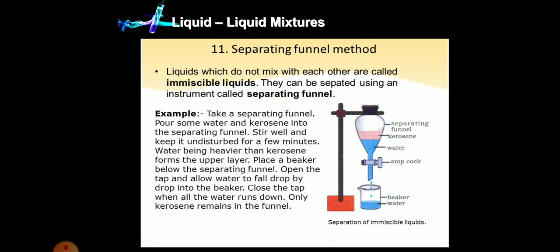Why? Whatever water has collected at the bottom needs to be separated and collected into a separate beaker. So this is how we can separate the water from kerosene and collect it into a beaker. When the water has been totally separated from the mixture, you just have to fix the stopcock and it will stop flowing, and the kerosene will remain in the separating funnel. So the separating funnel method is used for separating immiscible liquids from each other.